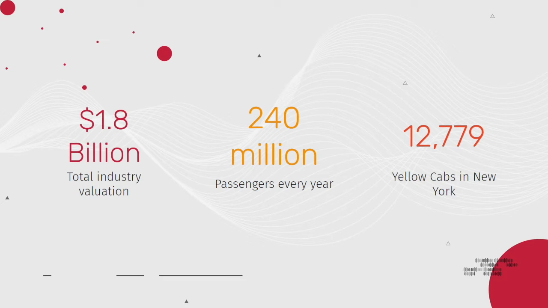Today, more than $1.8 billion is spent in the New York taxi industry, and 240 million passengers ride the New York cabs every year. There are 12,000 yellow cabs in New York currently operating, which means that this is a massive scale project that probably needs some attention.